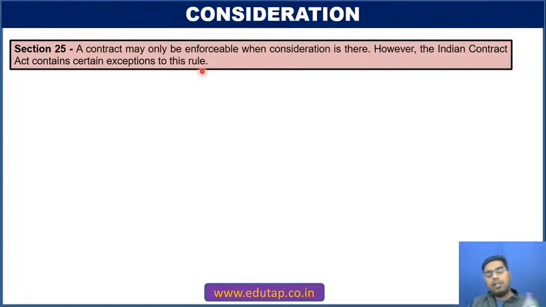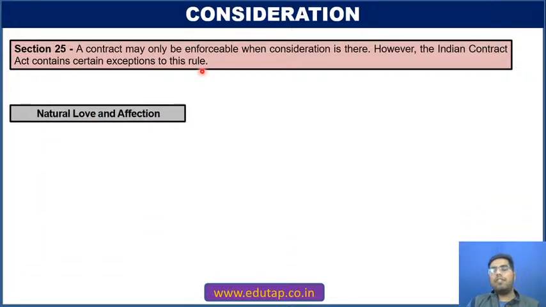Section number 25. The section number is also important. So Section 25 contains some general exceptions. The general rule is that for a contract there should always be a consideration. But in some circumstances there need not be consideration. And what are the circumstances?